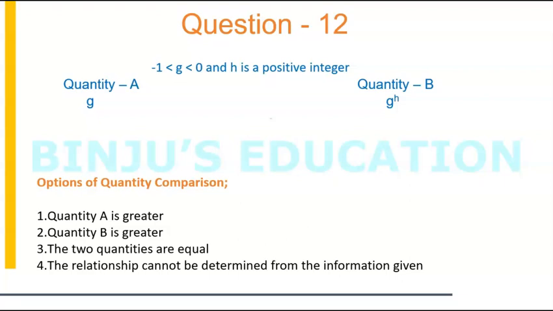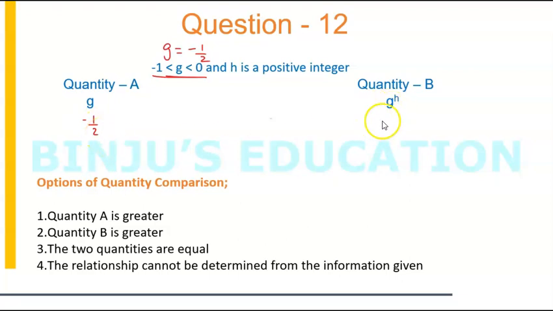Since the value of g lies between -1 and 0, you take g to be minus half. Why minus half? Because minus half is easy to solve with the powers also. So quantity A is minus half.